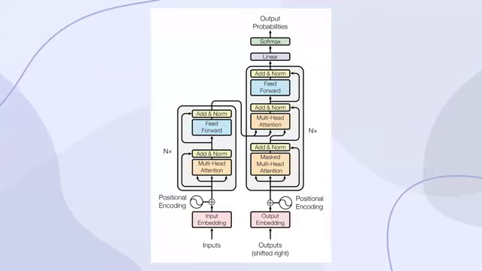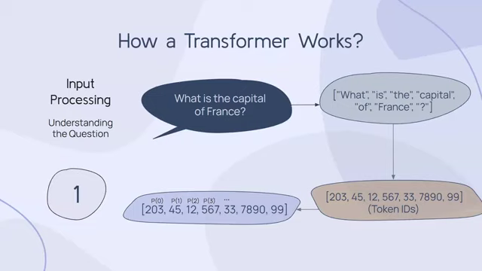I'll talk through each part of this, but initially, let's say you give the model an input, like what is the capital of France? The first thing it does is process the input so that the model can understand it and understand the context behind what it's being asked. So it breaks it down into words, and those words are then converted to tokens.